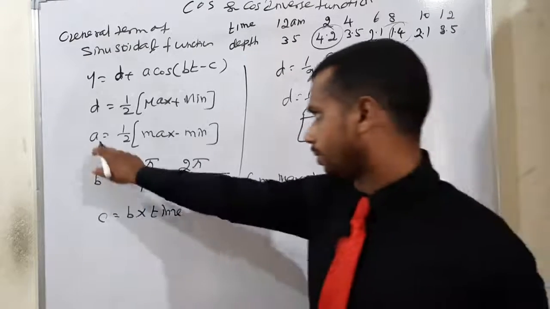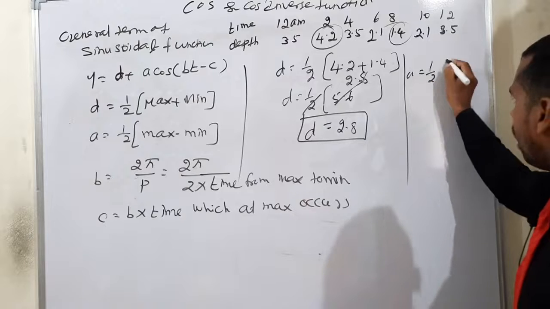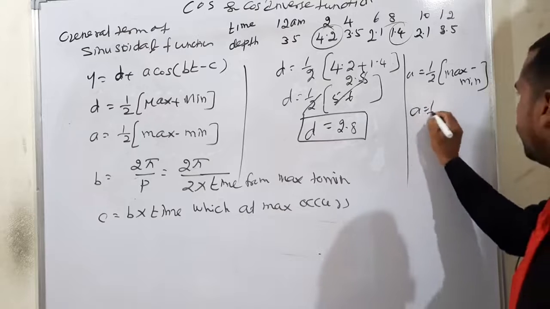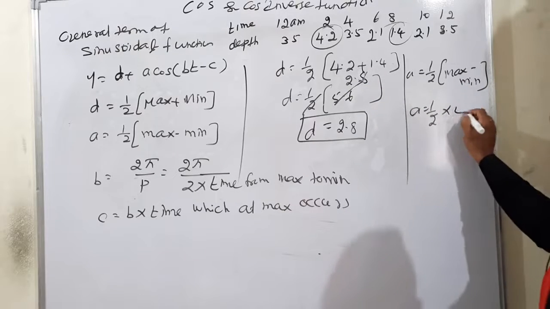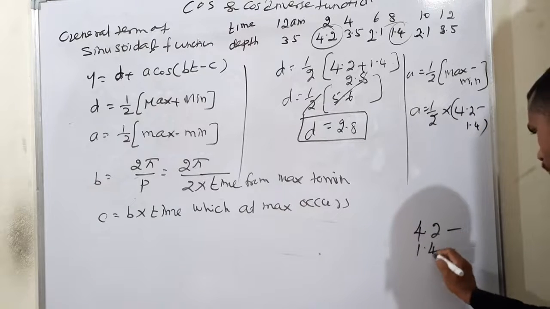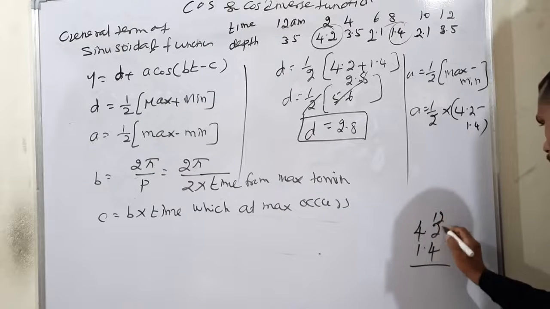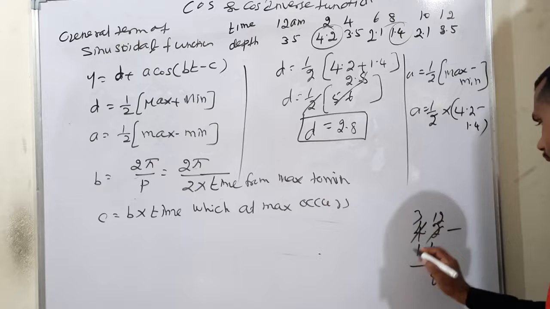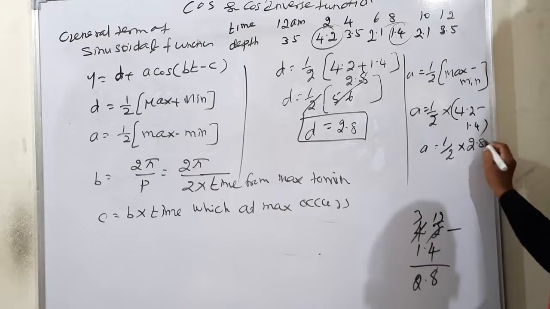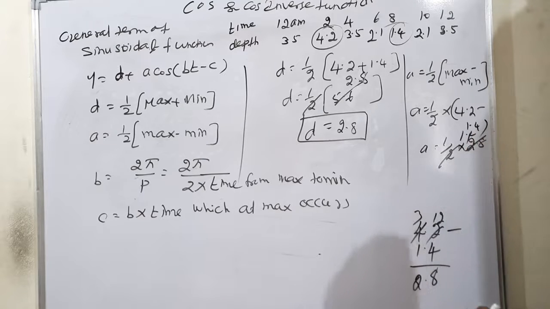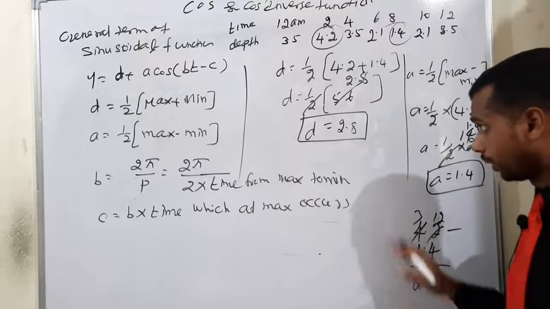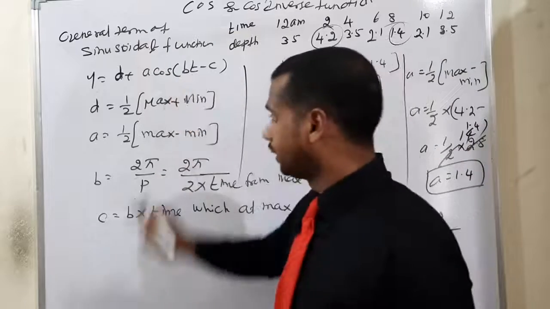Now we need A. A means half of maximum minus minimum. Therefore A is equal to half into 4.2 minus 1.4. So 4.2 minus 1.4, definitely borrow will come. 12 minus 4 means 8, then 3 minus 1 is equal to 2. Therefore A is equal to 1 by 2 into 2.8. After cancellation, 1.4 will come. Therefore A value is 1.4. After getting D and A, we need B and C.